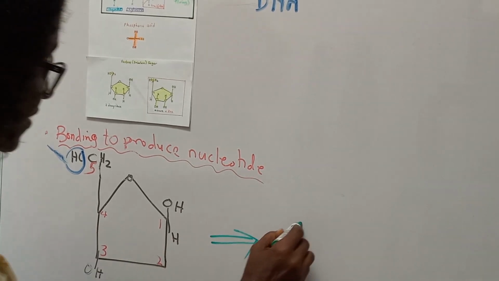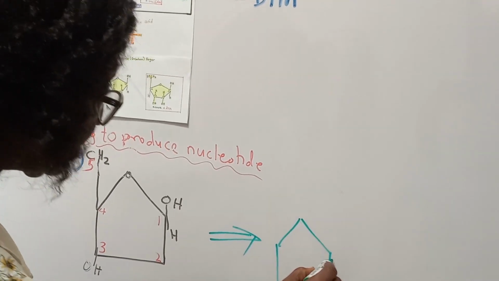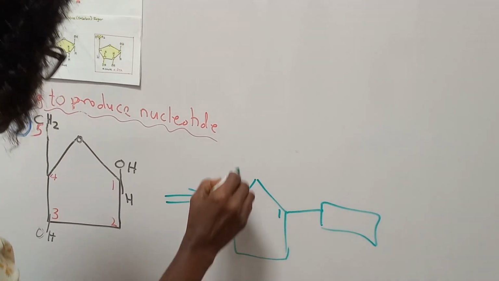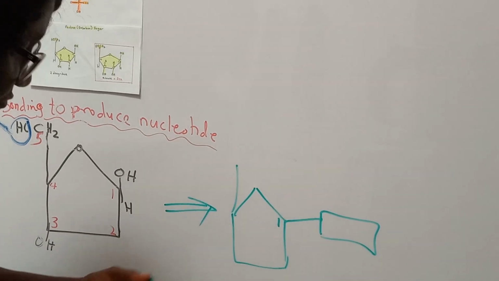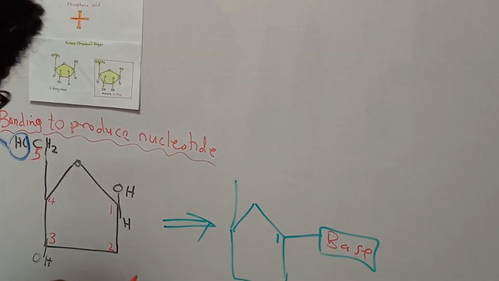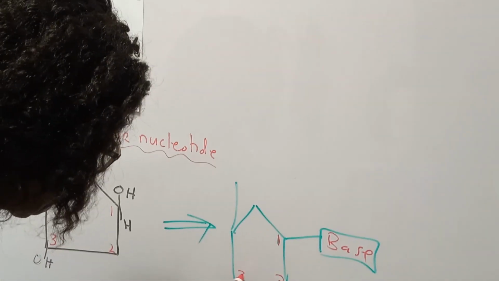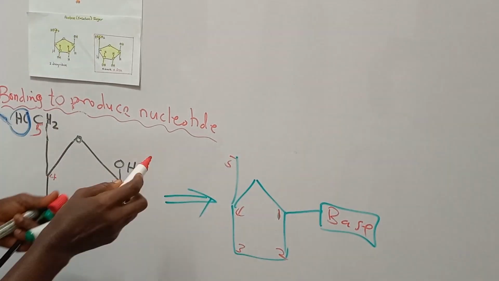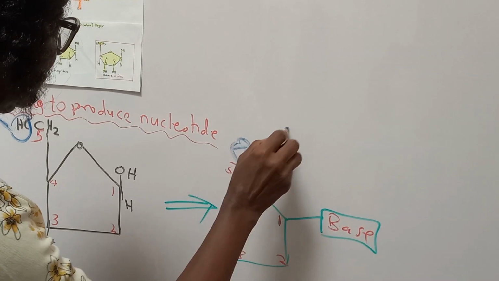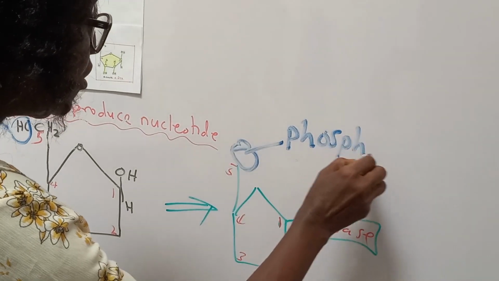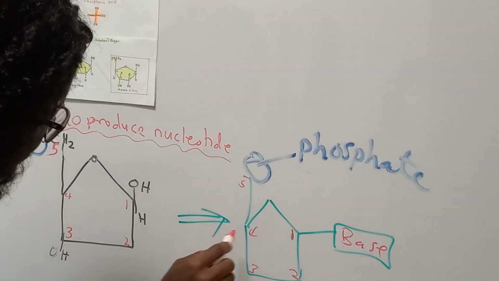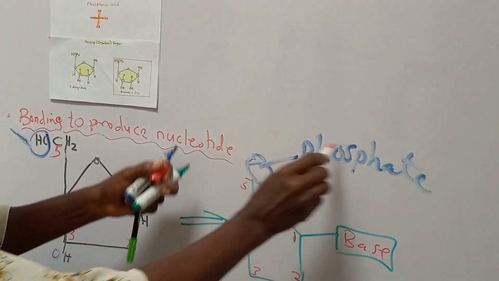When there is such a bonding, you end up having, at carbon 1 here, the nitrogenous base. And so we have carbon 1, carbon 2, carbon 3, 4, and carbon 5 is here. And on carbon 5, you have the phosphate. So this is how the bonding goes to produce the nucleotide. So this is a nucleotide.